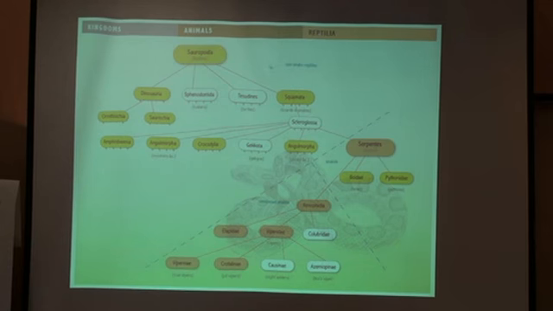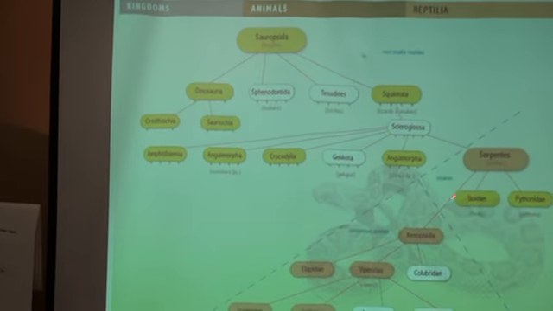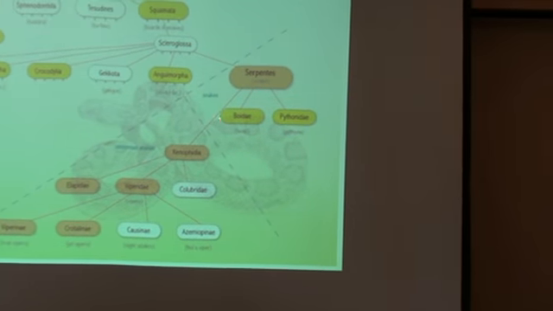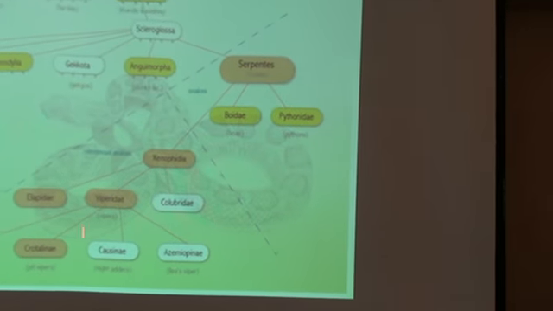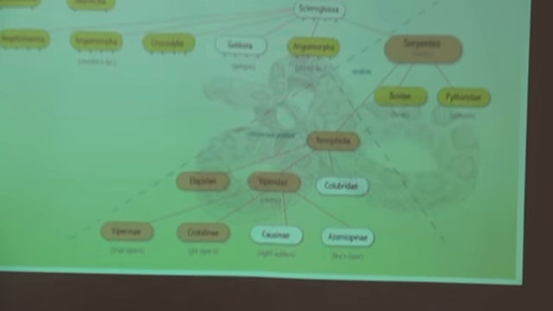Here are the snakes, or the reptiles rather, broken down, and we've divided it up. So these are the non-snake reptiles, these are the snakes, and the snakes are divided taxonomically into those groups which tend not to be poisonous and those which tend to be venomous, breaking these down.